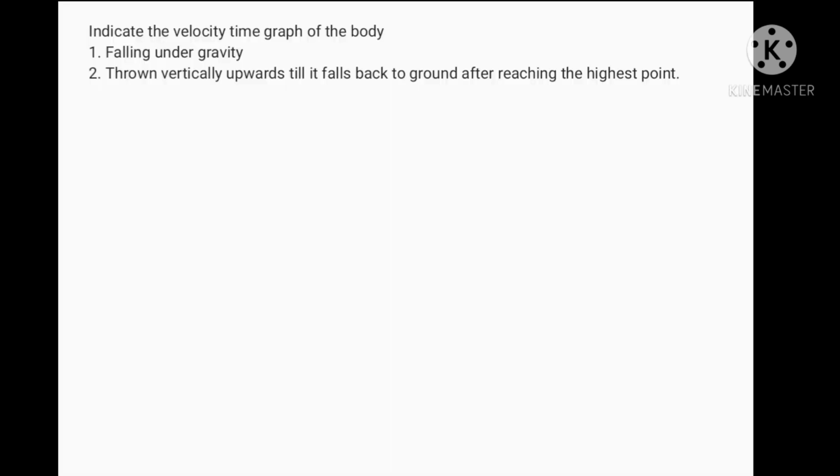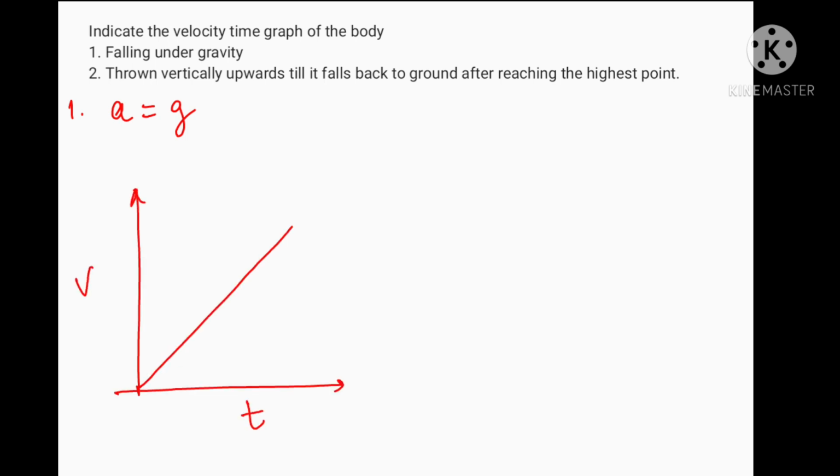Second question is: indicate the velocity-time graphs for a body when it is falling under gravity. As the body is falling under gravity, we know the acceleration of the body would be g, which is constant. That means the Vt graph would be a straight line inclined to the time axis. And if we take downward direction as positive, then the slope of the graph would be positive. Following these conditions, we would get the Vt graph, which looks like this.